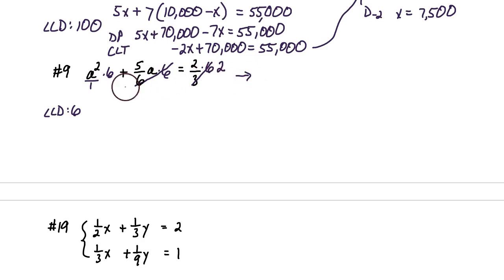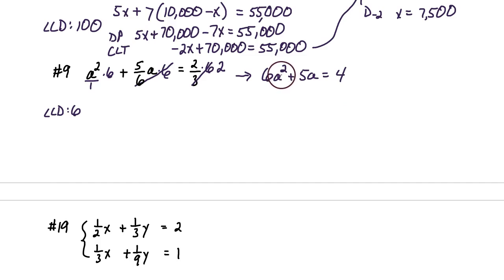Let's rewrite our equation. We have a squared times 6. That makes 6a squared. Then there's a plus sign. We have 5a. Then there's an equal sign. And it looks like 2 times 2, which is 4. We've created an equation that no longer has fractions, but it's a quadratic equation. It goes to the second power.